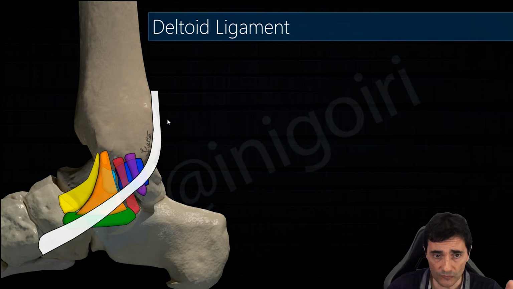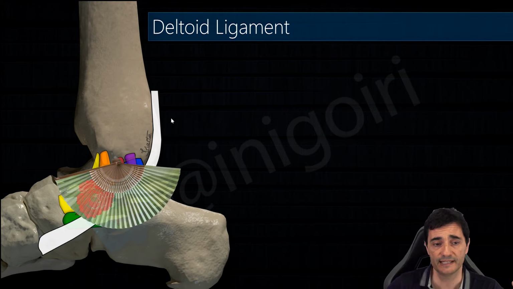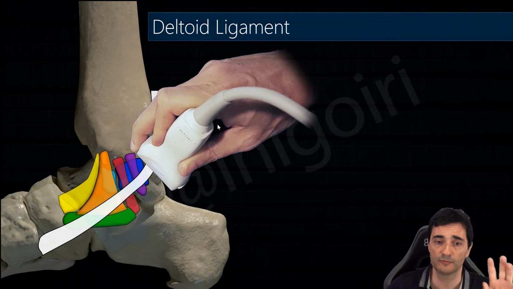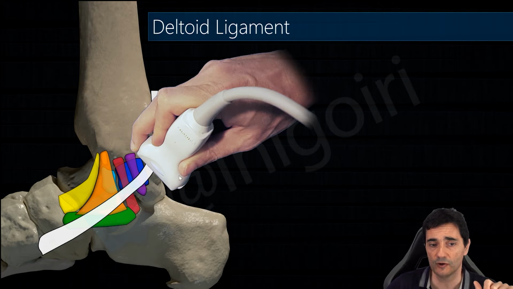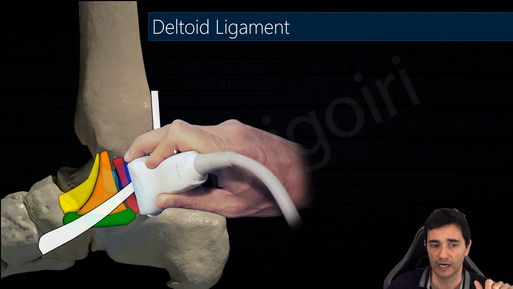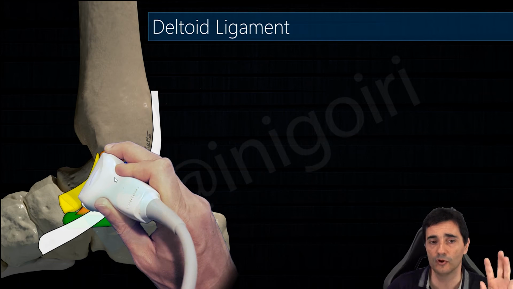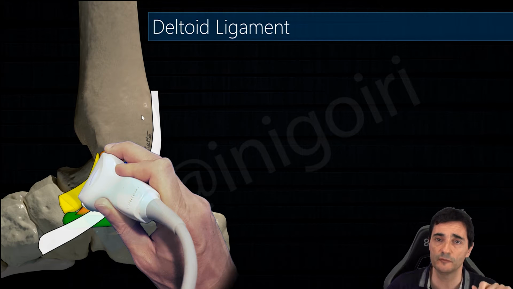above. Remember that this has a hand fan shape, and we always need to orientate the probe properly to have a good view of these components. We will start at this posterior colliculus of the tibia, and with this orientation we will go anteriorly, twisting the probe, rotating the probe, until we finish on the anterior component, the tibionavicular component, with this orientation. It's very important, this orientation of the probe, to have a good view of the ligaments.